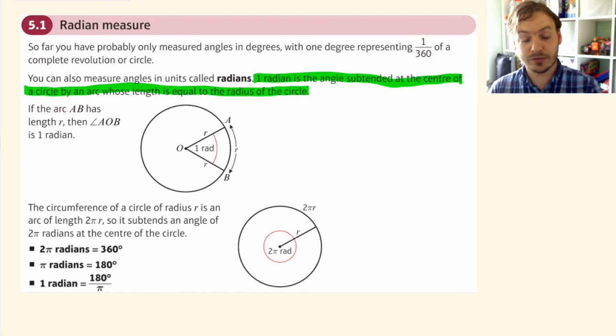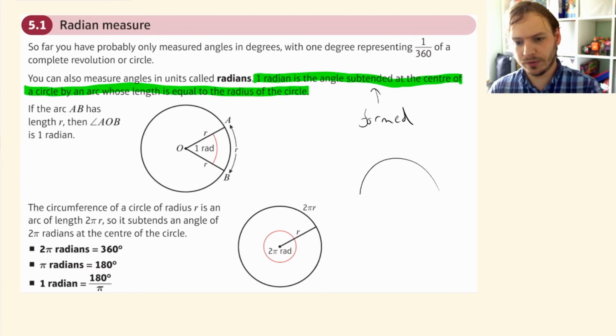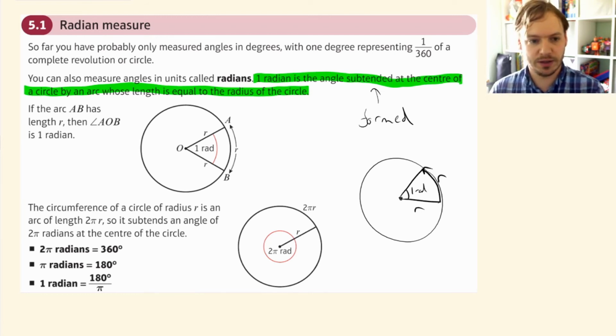Gosh, so that sounds really complicated. This word subtended, a good synonym for that would be formed. So it's the angle formed at the center of a circle. So I've got a circle, I start here, there's my radius. If I walk around by the radius, I form an angle, and that angle is 1 radian, just like the diagram we looked at earlier.